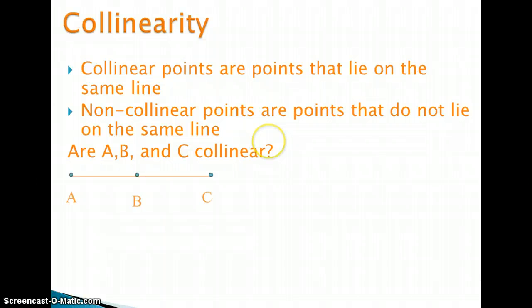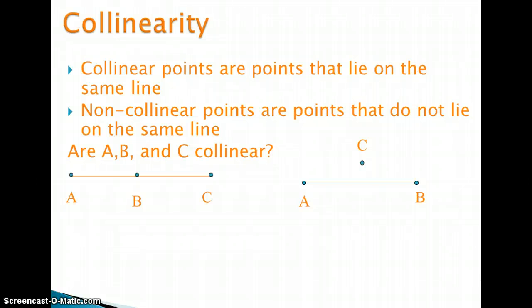So we're looking at these two diagrams and trying to figure out if A, B, and C are collinear. If we look at the first diagram, it should be pretty clear that all 3 points A, B, and C are all part of the same segment. If we extend a segment, we get a line. So yes, they will be collinear.